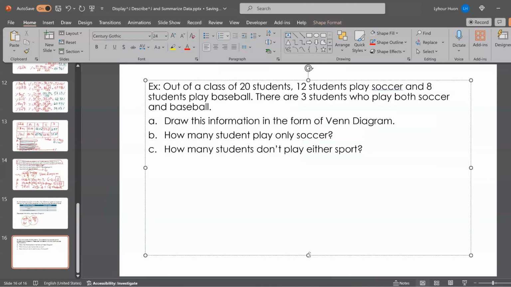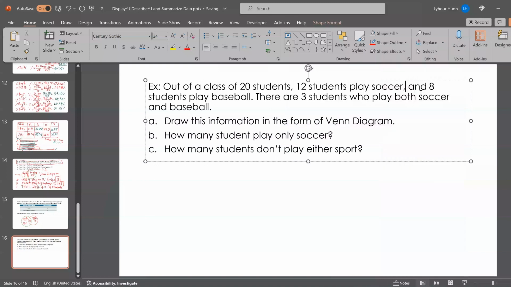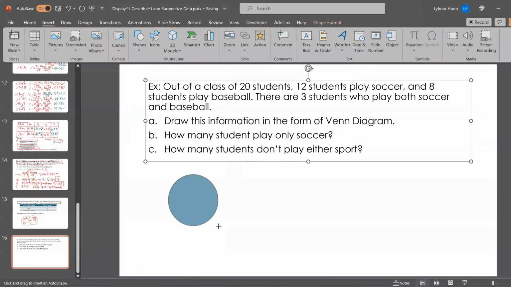Let's go here. Our class has 20 students. 12 students play soccer and 8 students play baseball. There are 3 students who play both soccer and baseball. First, draw the Venn diagram. See how many students play only soccer and how many students don't play any sports. Okay, maybe we do it together.